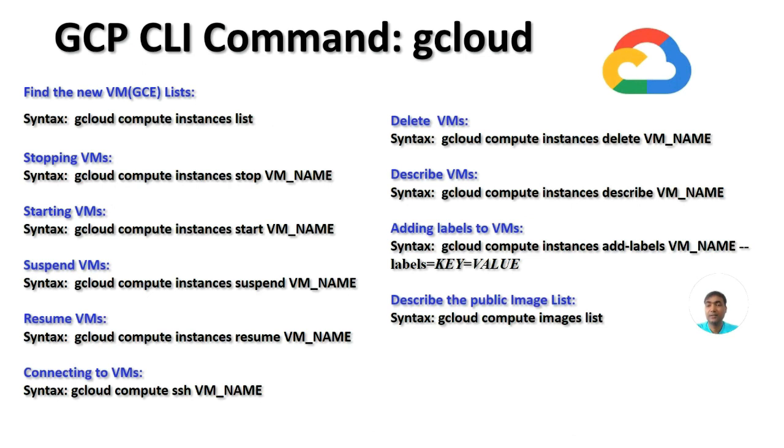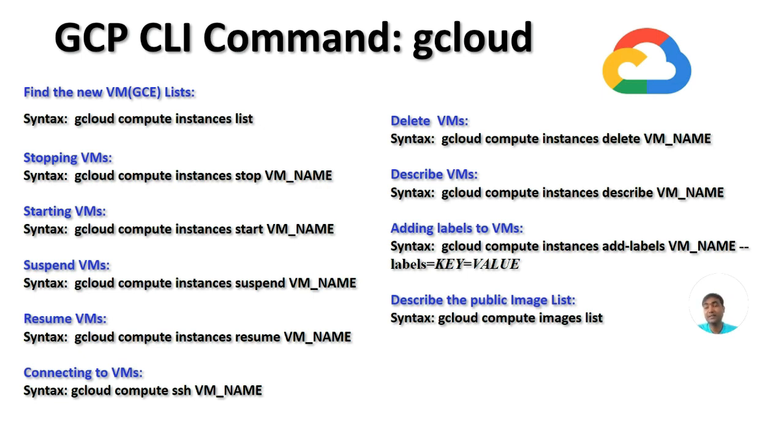Guys, as you can see here, some gcloud commands: if you want to find the list of VMs, then use the command gcloud compute instances list. If you want to stop the VM, then use the command gcloud compute instances stop VM name. If you want to start the VM, then use the command gcloud compute instances start VM name. If you want to suspend the VM, then use the command gcloud compute instances suspend VM name. If you want to resume the VM, then use the command gcloud compute instances resume VM name.